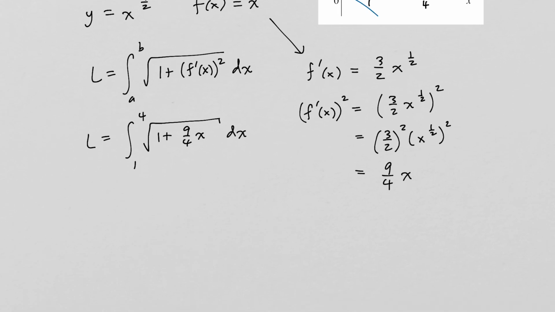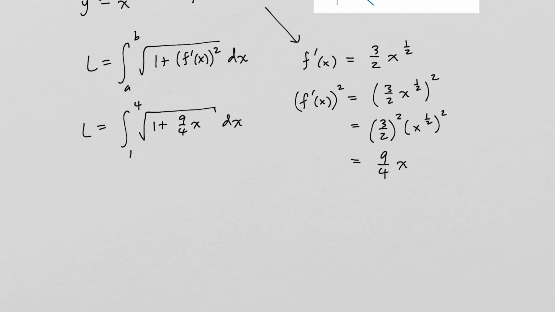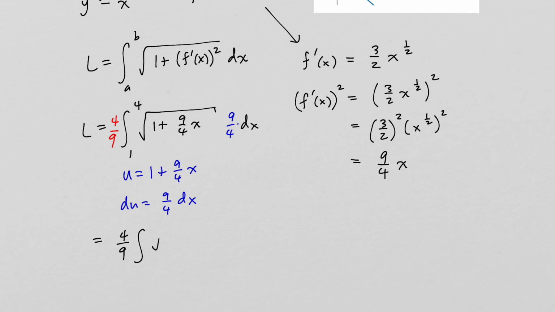Now we just need to complete this problem by doing the integration. This requires a u substitution. We're going to let u equal 1 plus 9/4 x. du will be 9/4 times dx. And then to make this work, we're going to put a 9/4 in front of our dx, that is, we are multiplying by 9/4, and then we'll put a 4/9 on the outside of the integral to cancel that. Upon doing this, the integral becomes 4/9 integral of the square root of u times du.